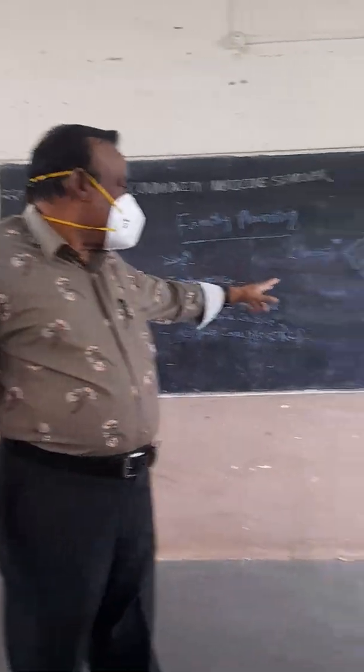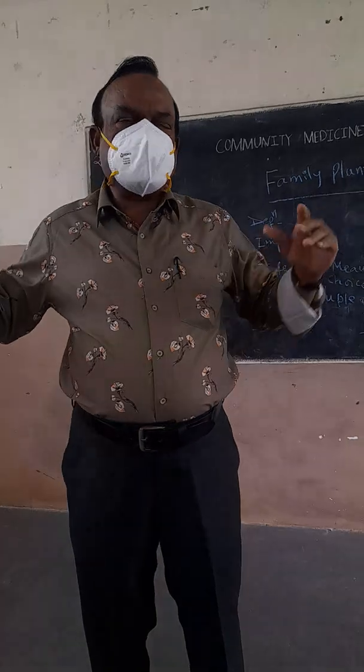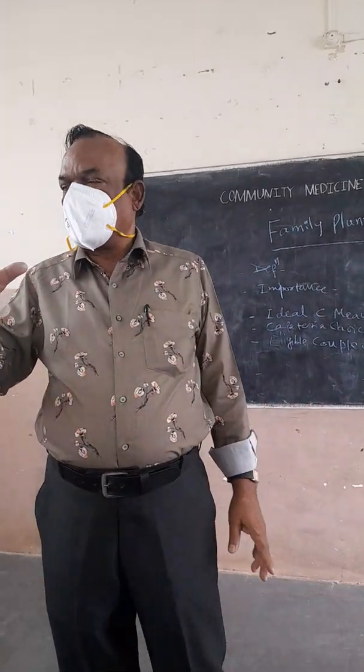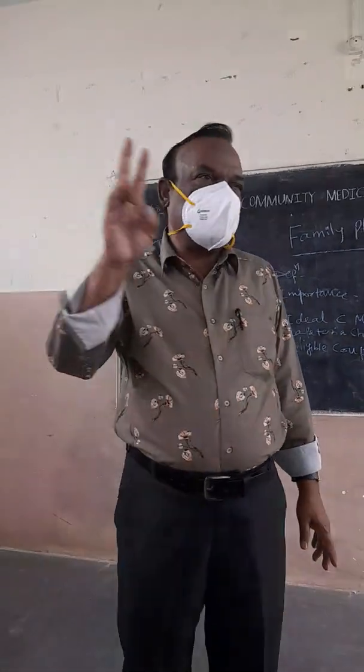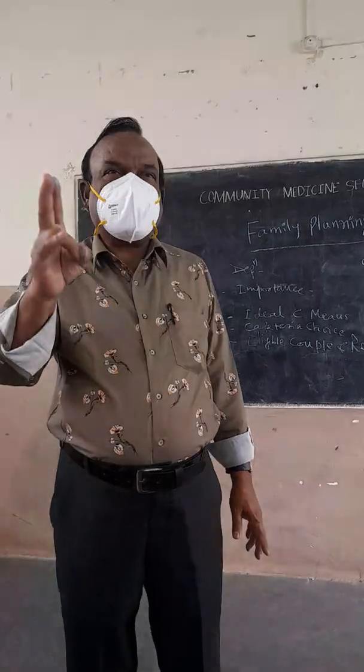So this is called permanent or terminal because after that the couple is unable to produce a child. So two methods are further: in male vasectomy, in female tubectomy. In male, vasectomy, the vas deferens.